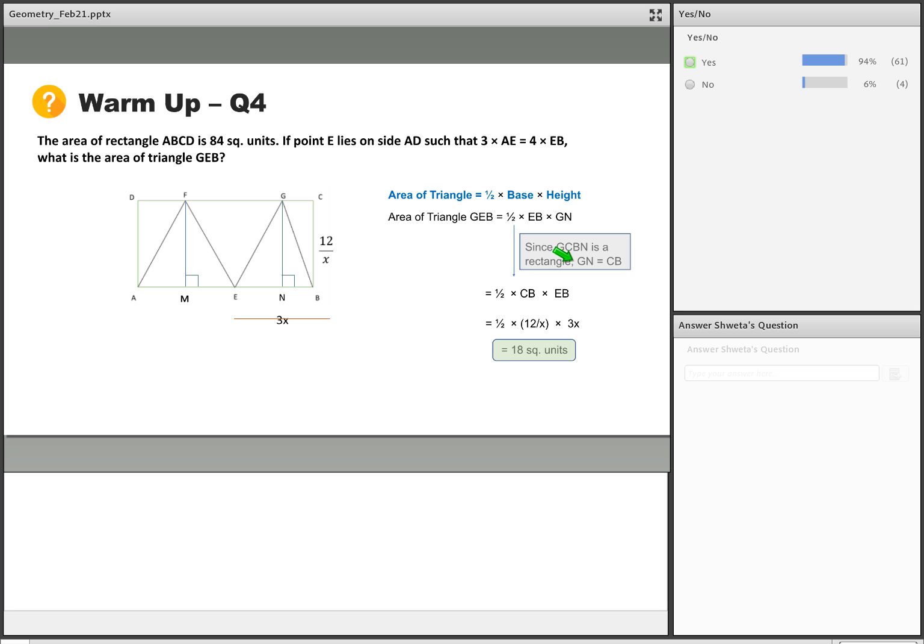That means if CB is 12 over x, then the height that I was looking for is also 12 over x. Then simply put it in the formula, half base height. You cut out the x's. This one is in the denominator. This one is in the numerator. You get 18 square units. So I'll be reopening the poll yet again. Please tell me if the solution is absolutely clear to all of you.